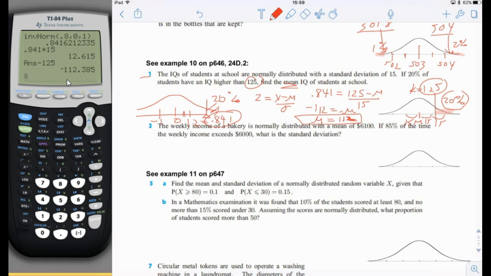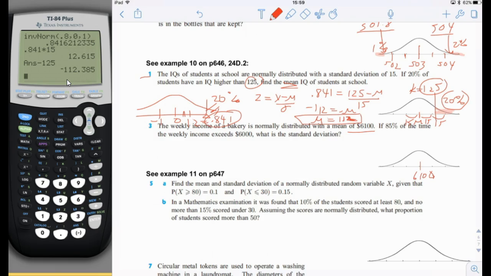The weekly income of a bakery is normally distributed with a mean of 6,100. If 85% of the time the weekly income exceeds 6,000, what is the standard deviation? Okay, so this time we know the mean is 6,100. We don't know the standard deviation, but we're going to find it the same way as before. We're going to find the z value, and then use the z transformation to find out what sigma is in this case.